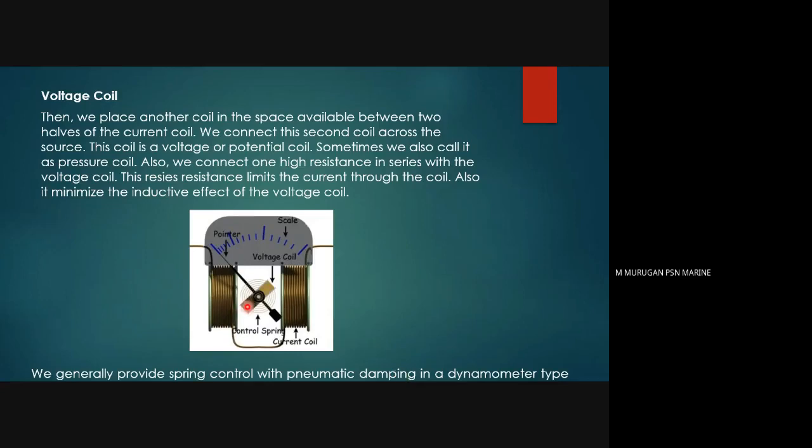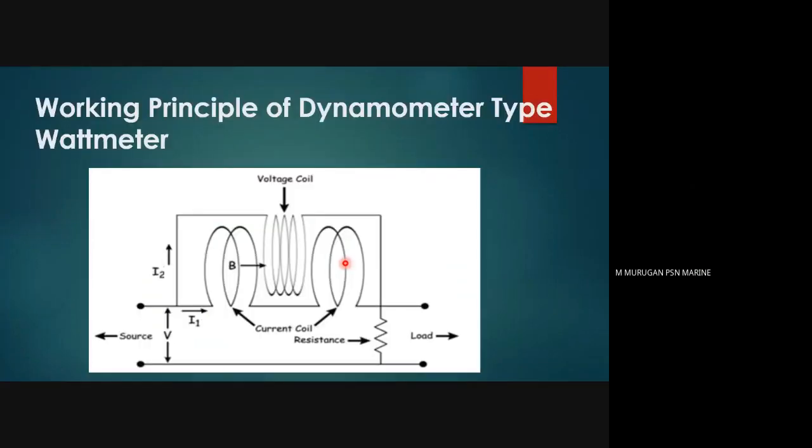Okay, so this is the current coil. In your previous diagram, we see only this part. Between these two current coils, we place one voltage coil. That also is connected to the supply, which is in the next diagram. So this is the general coil arrangement of the dynamometer type wattmeter.